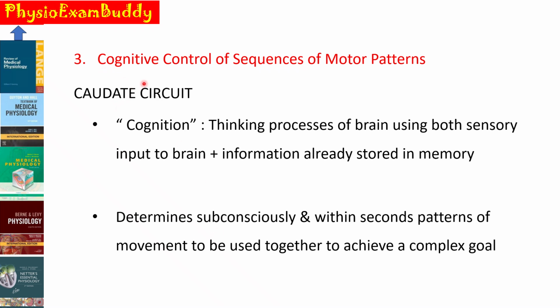The next function of the basal ganglia is the cognitive control of the sequence of motor patterns, and this occurs with the help of the caudate circuit. First of all, we will see what this cognition is. Cognition means the thinking process of the brain using both sensory input to the brain along with the information which is already stored in memory. So the cognitive control of motor activity is determined subconsciously, as well as within seconds, patterns of movements to be used together to achieve a complex goal.